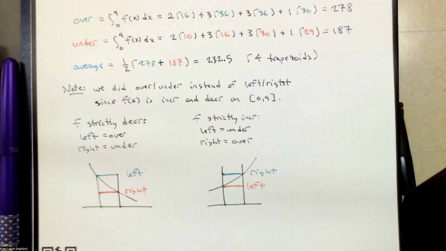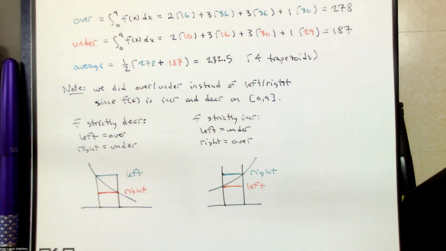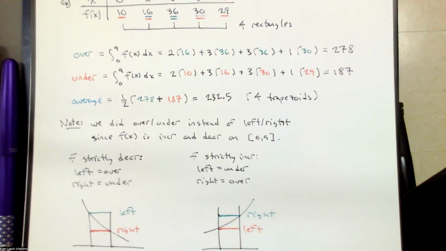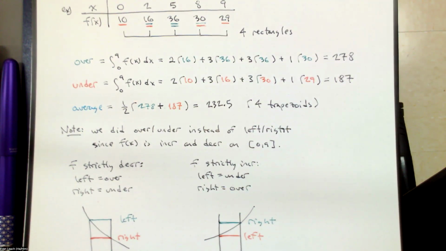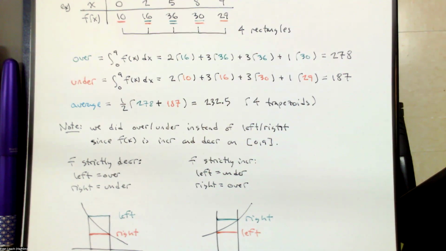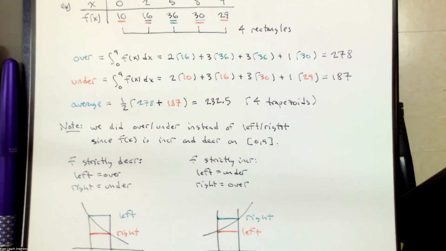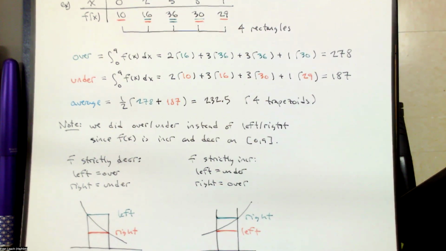Yesterday, in our problem, the function was just decreasing. And so we could do left and right, and that got us an over and an under estimate. In the table that we had in today's example, the function was both increasing and decreasing. 10, 16, 36 is increasing, 36, 30, 29 is decreasing. So over and under is a different direction than left and right.